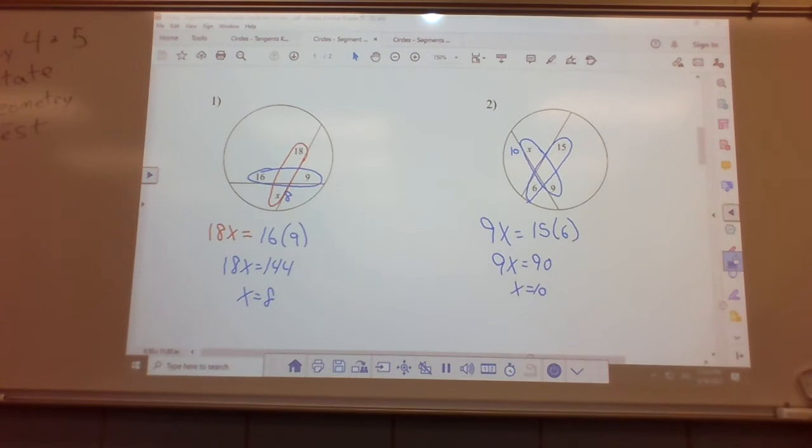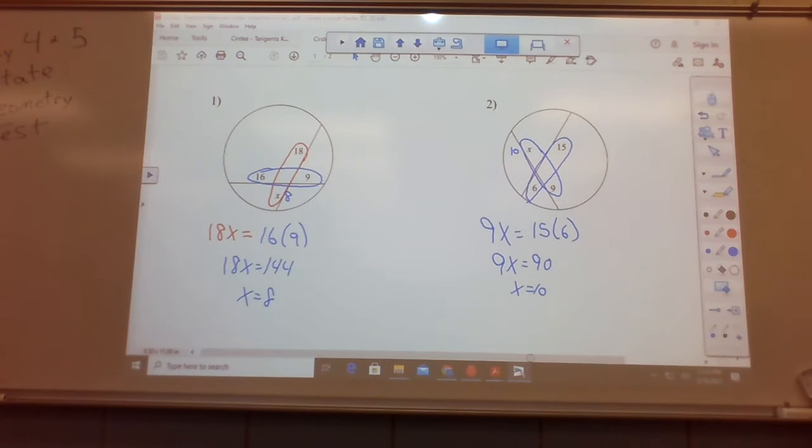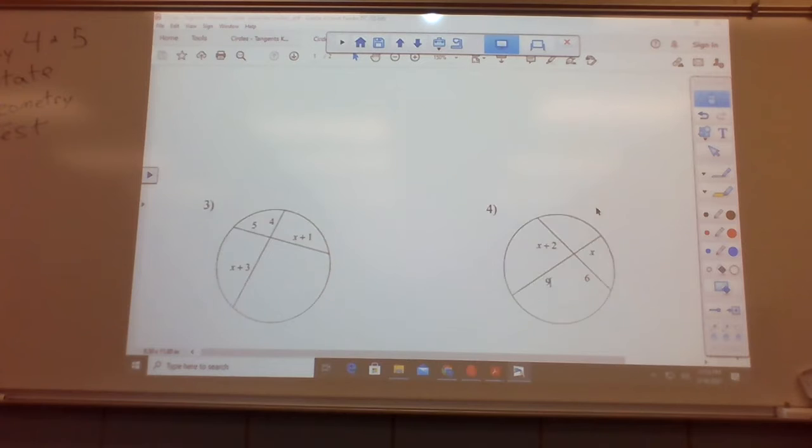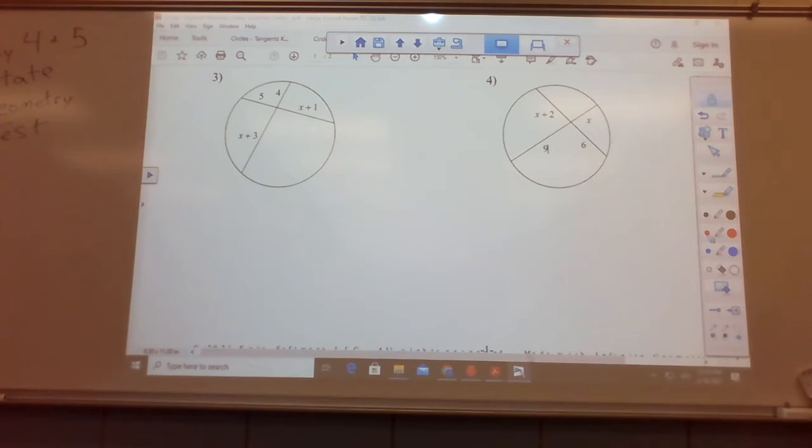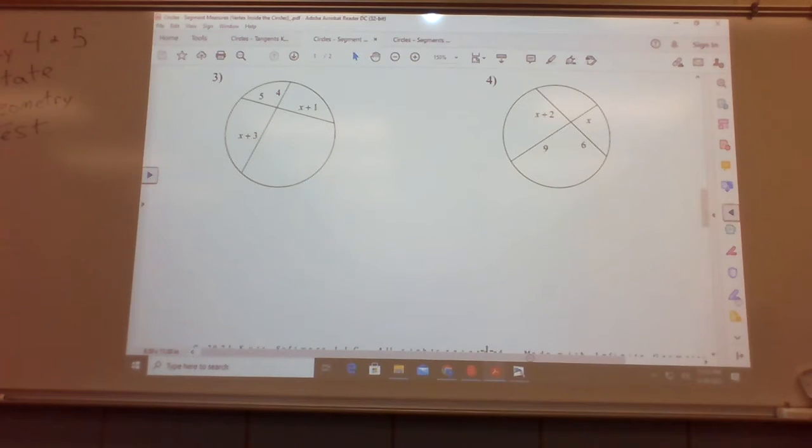So that was number 2. So 1 and 2 had the easier formulas. Are we okay on 1 and 2? 3, 4. Well, now they just get a little harder, but your setup hasn't changed.